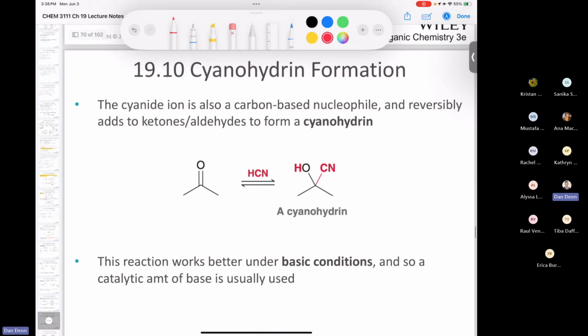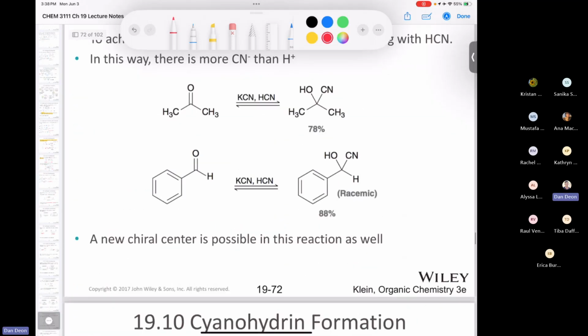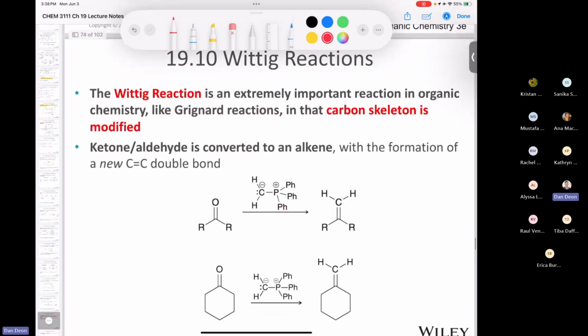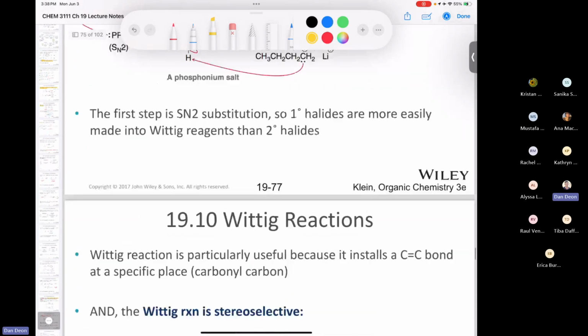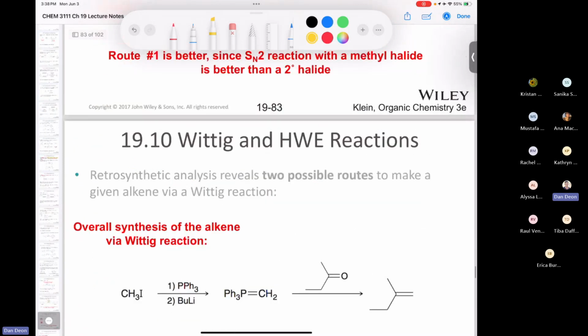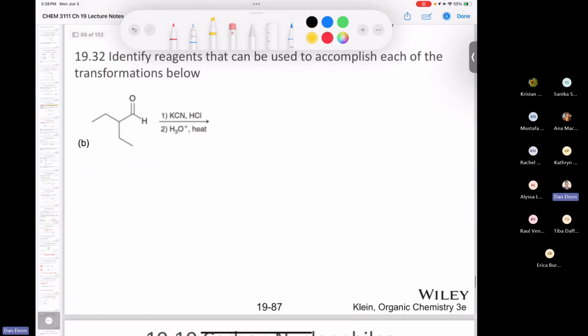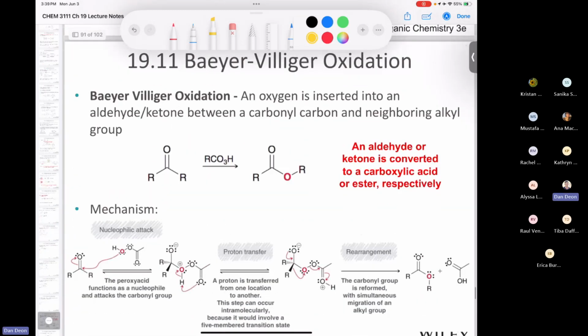Then all we have left to cover is what's called a cyanohydrin. So we'll talk about the formation of a cyanohydrin in acid and in base. Then after that, we cover the Wittig reaction. And remember, Wittig, if you read ahead, is an extremely important reaction in organic chemistry, just like a Grignard. It's a Nobel Prize winner. The Wittig takes a little while to get through. And after that, we cover the last reaction in the entire chapter, which is the Baeyer-Villiger oxidation reaction. And the Baeyer-Villiger will be the last one.